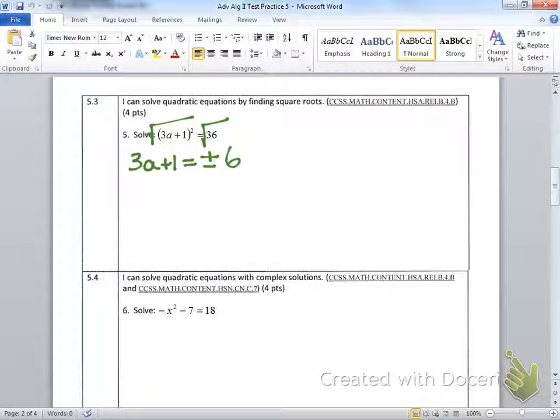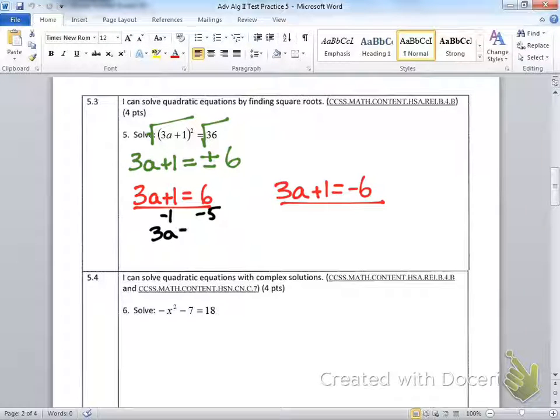Now, from here, you can either rewrite it with the plus or minus as you're doing the inverse operations, or you can write it separately. So 3a plus 1 either equals positive 6, or 3a plus 1 equals negative 6. Those are the two equations we need to solve to get our two solutions for this quadratic. Okay? So minus 1, 3a, whoops, I totally wrote the answer there instead of a 1.